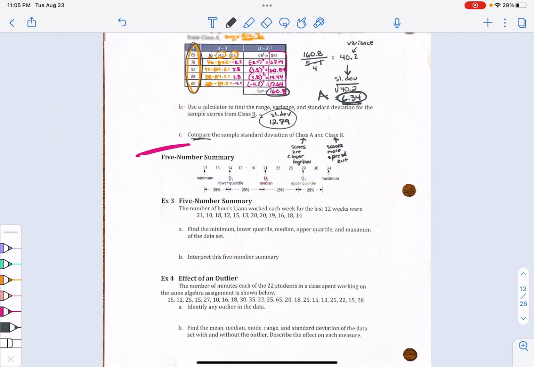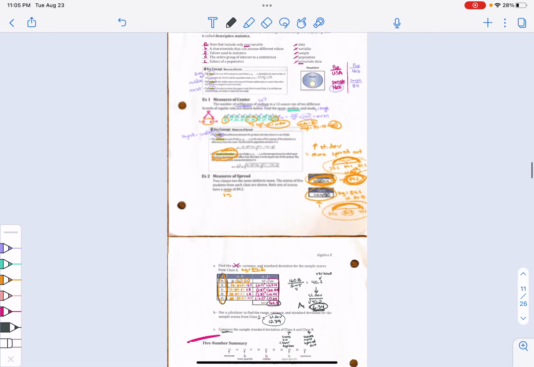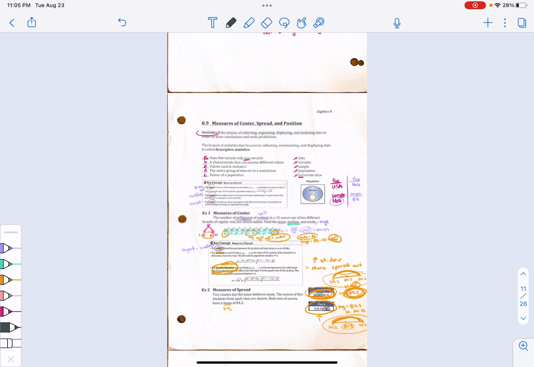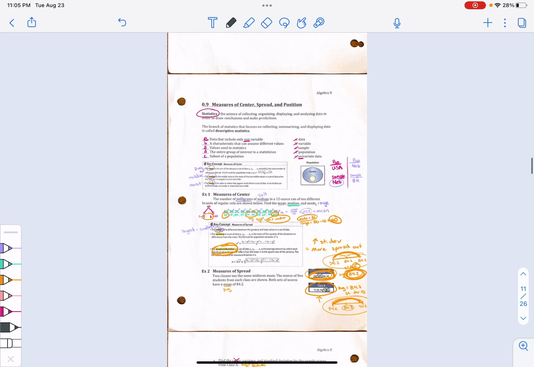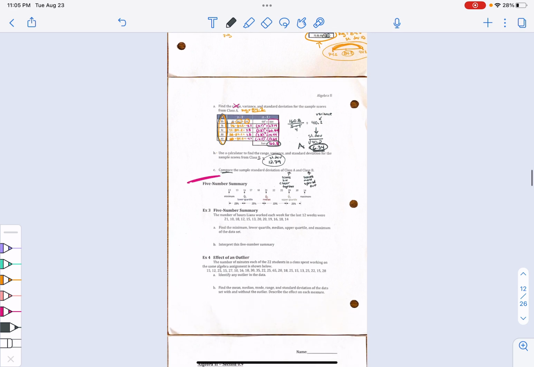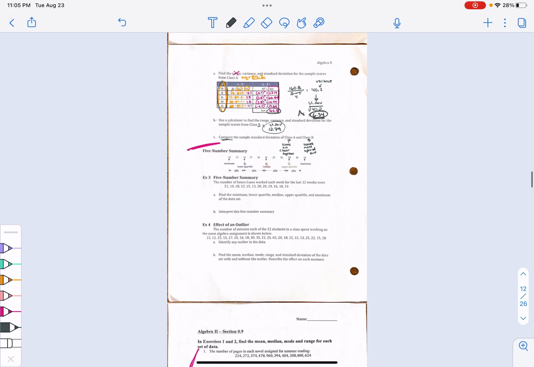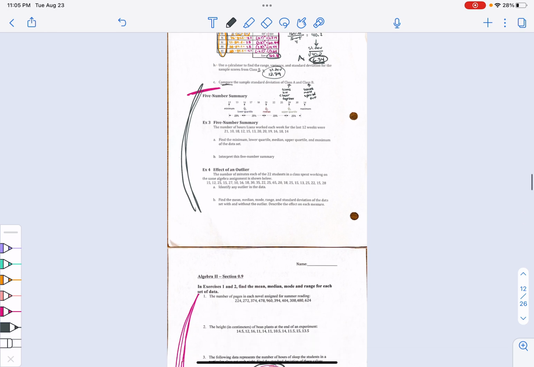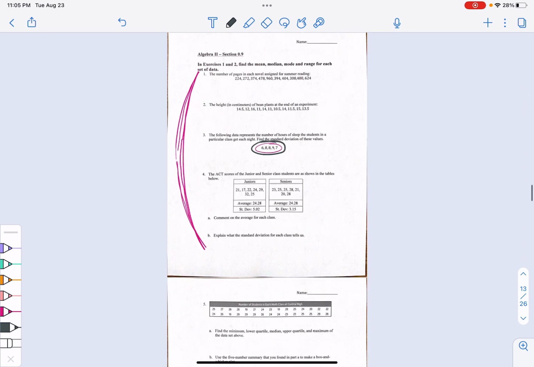Okay, Algebra 2, this is the second half of the notes for section 09, which we started yesterday. We talked about standard deviation yesterday, and then we're just going to do this little bit of notes right here, which doesn't seem like a whole lot, but there's quite a bit of stuff to do, so it is going to take just a little bit of time.